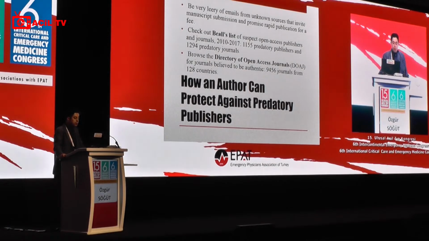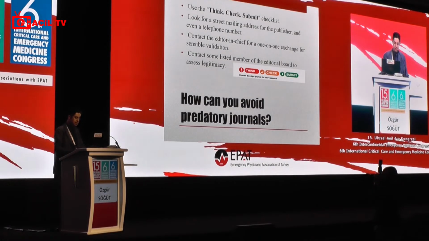Browse the Directory of Open Access Journals for journals believed to be authentic. The number of these journals is approximately 10,000 from 128 countries. And use the theme: think, check and submit. Look for a street mailing address for the publisher and even a telephone number. Contact the editor-in-chief, if necessary, for a one-on-one exchange for sensible validation.